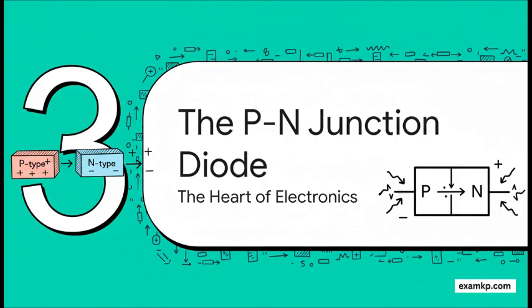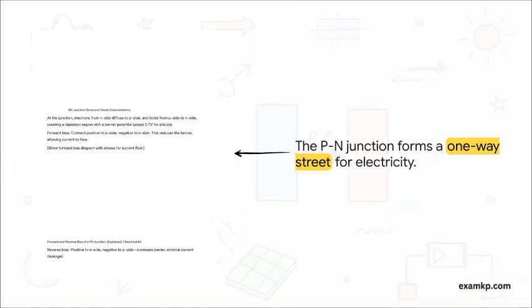So the moment you join the p-type and the n-type materials, something really interesting happens. Those extra electrons from the n side immediately see the empty holes on the p side and rush over to fill them up. Right there at the junction, this movement creates a very thin layer right in the middle that has no free electrons and no holes. We call this the depletion region. This region acts like a barrier, and it is this barrier that creates that one-way street for electricity.